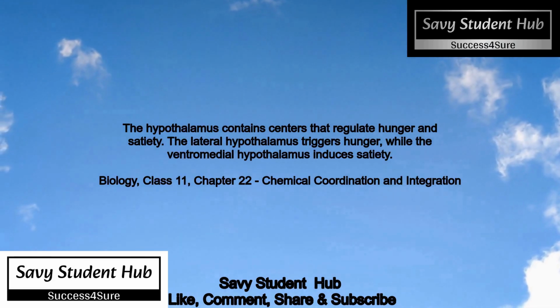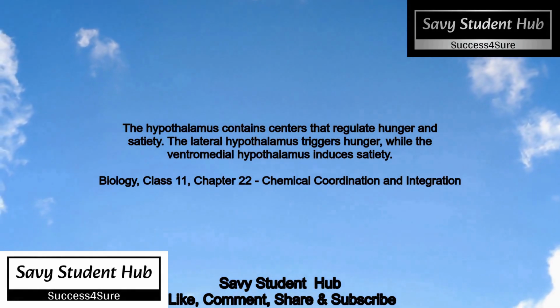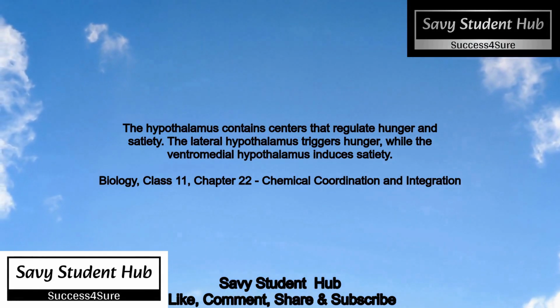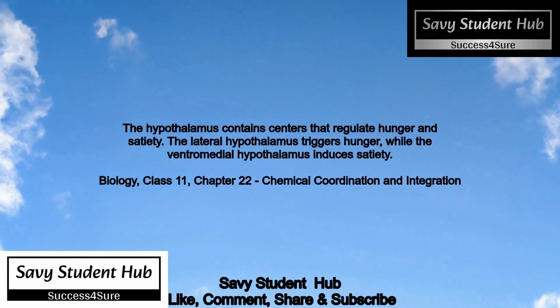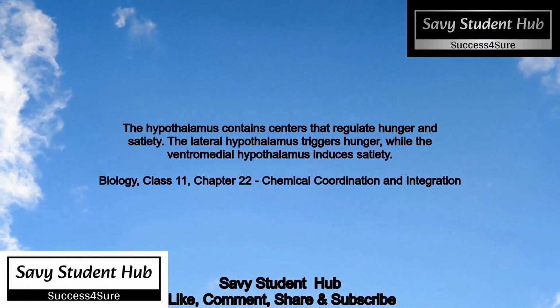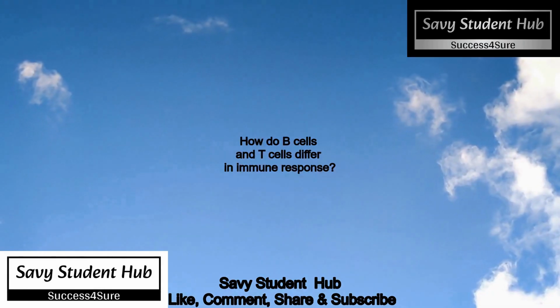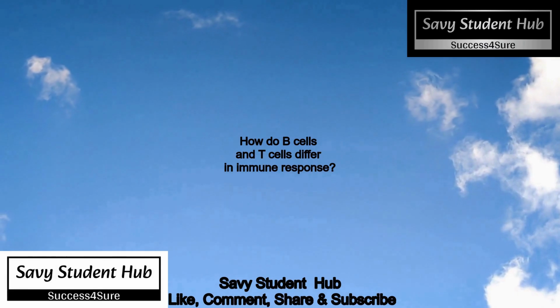The hypothalamus contains centers that regulate hunger and satiety. The lateral hypothalamus triggers hunger, while the ventromedial hypothalamus induces satiety. How do B cells and T cells differ in immune response?